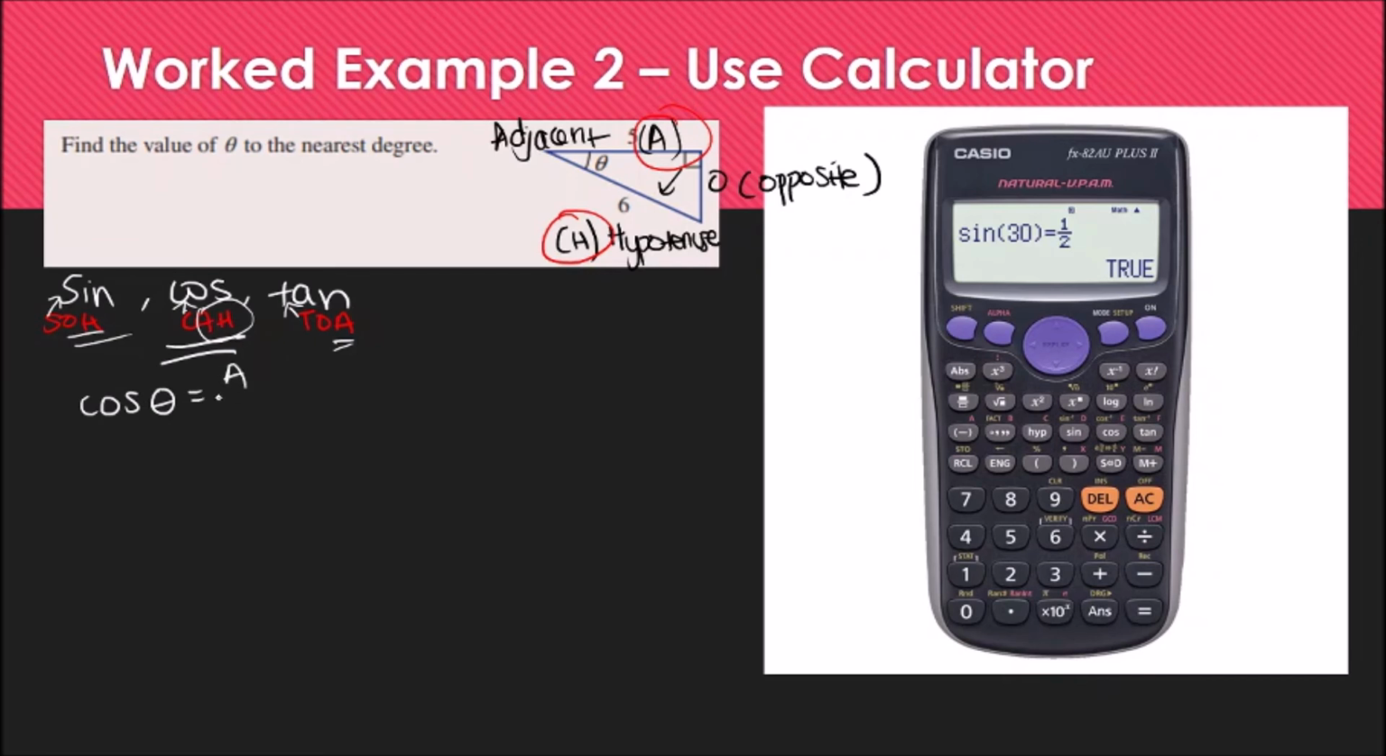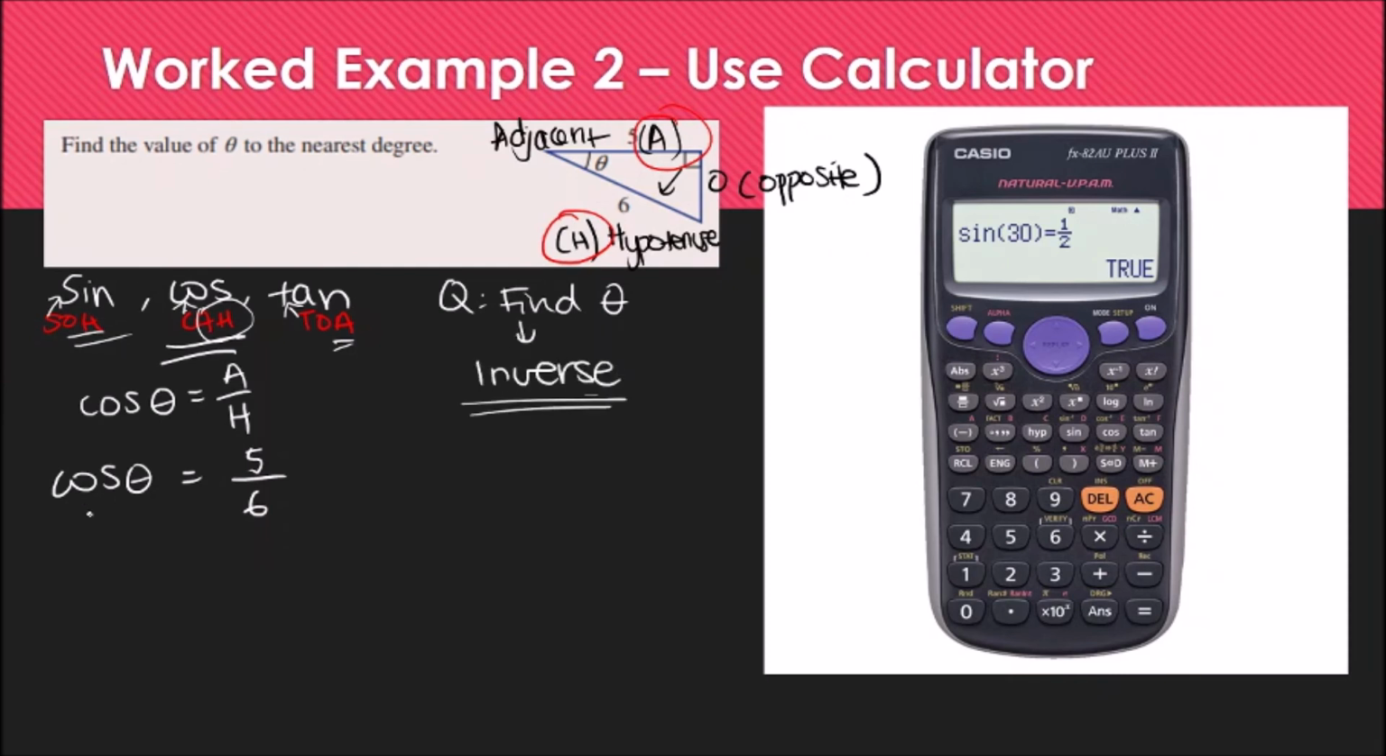equals A over H. So cos theta equals, let's put A as 5 and 6 because that's what I've got as H, and you're trying to find the angle. So the question is asking, find the angle. So to find the angle, you now must use the inverse. This means you need to find the inverse of whatever the question is implying. So in this case, we're finding the inverse of cos. That's what you type on your calculator, remembering you don't have to necessarily do the closed bracket.